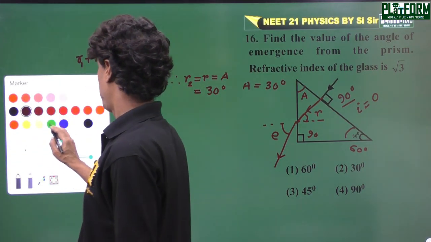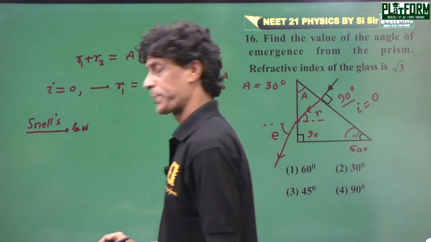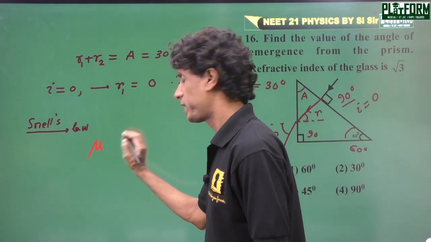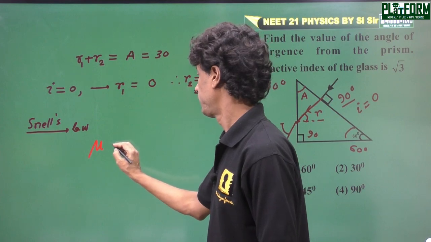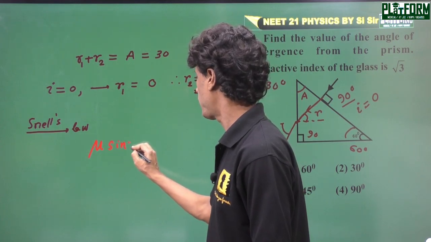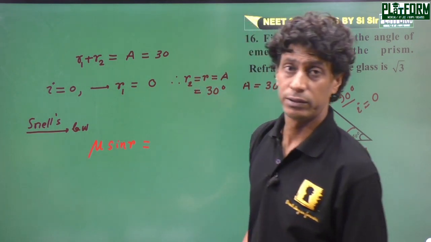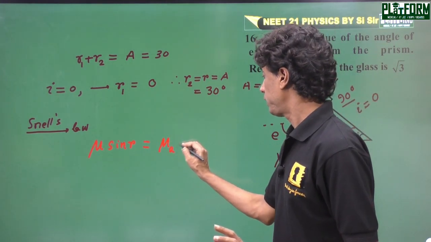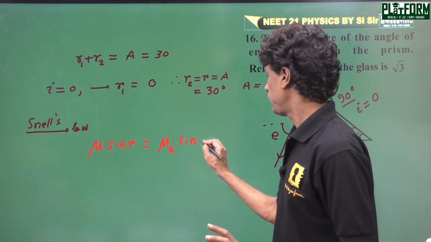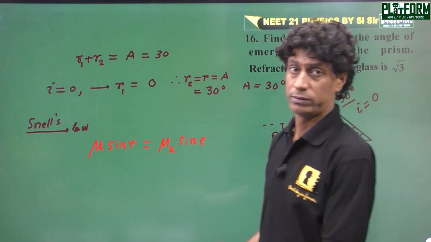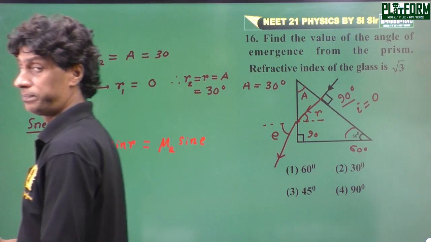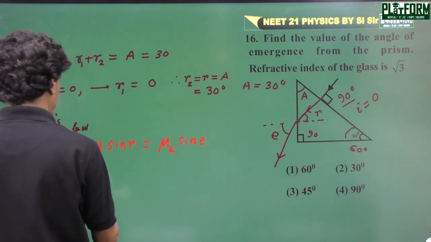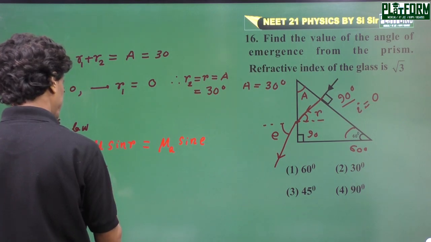From Snell's law we can write mu prism into sine R, and mu air into sine E. E is the angle of emergence. The value of mu given in this problem is root 3.